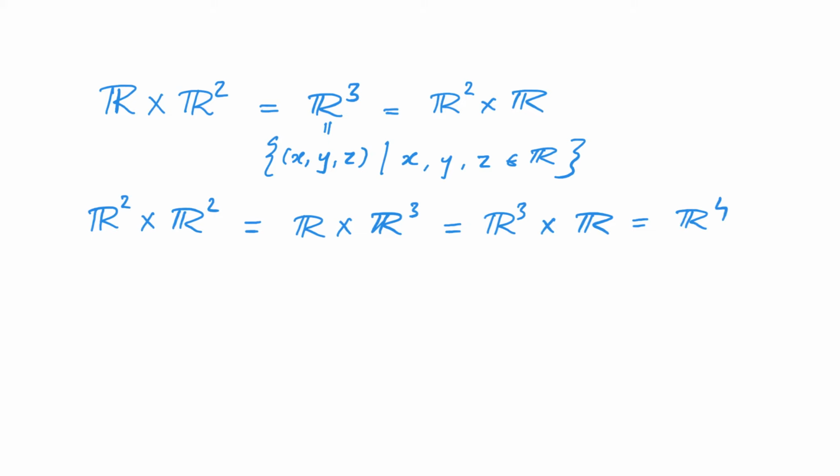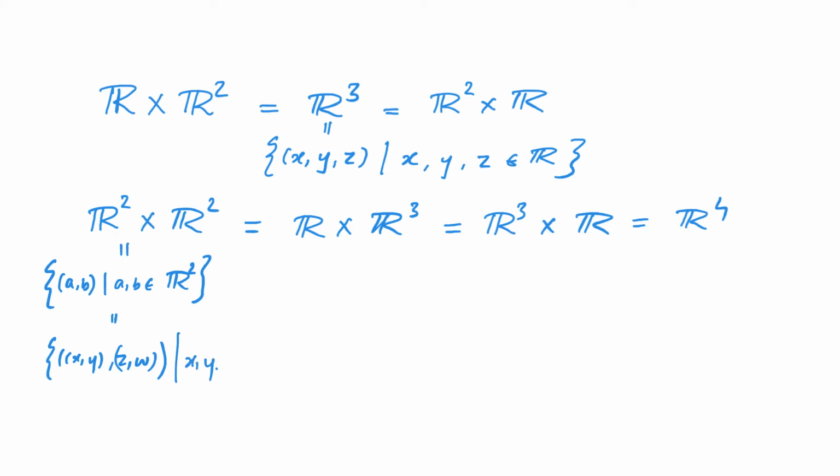But let's go through this a little slowly and explore what exactly these three objects stand for. R2 cross R2 stands for pairs (A, B) such that A and B both belong to R2. Correct? But this can be rewritten as tuples (x, y, z, w). So there are two tuples (x, y) and (z, w), and it's the pair of these, such that x, y, z, w belong to R.